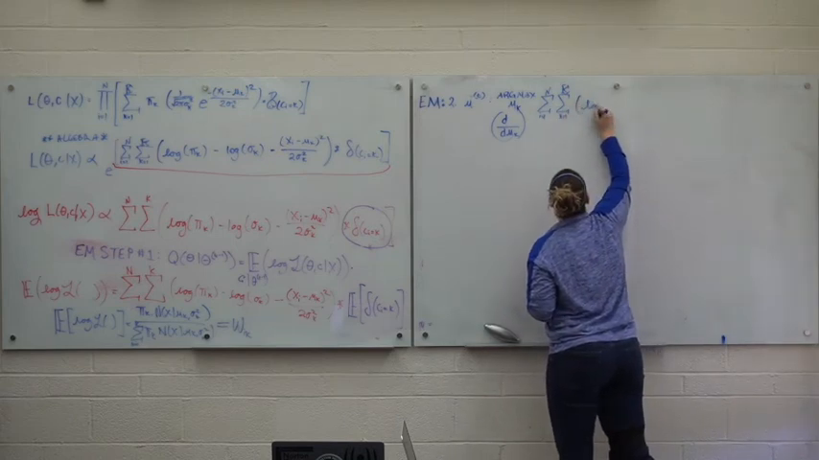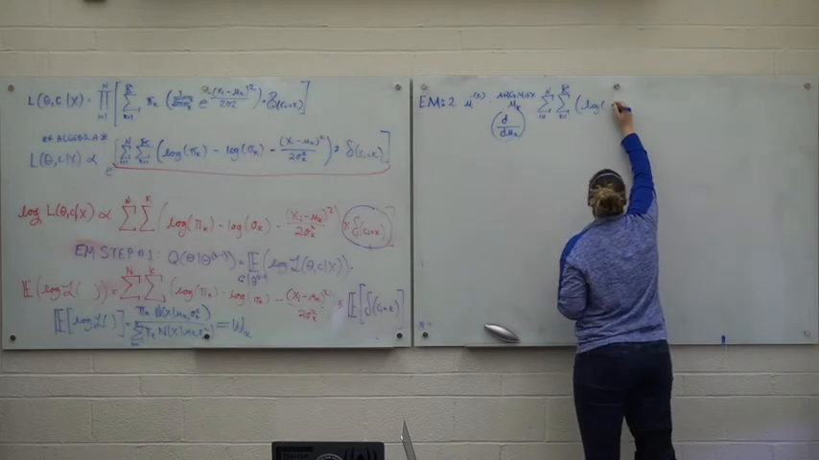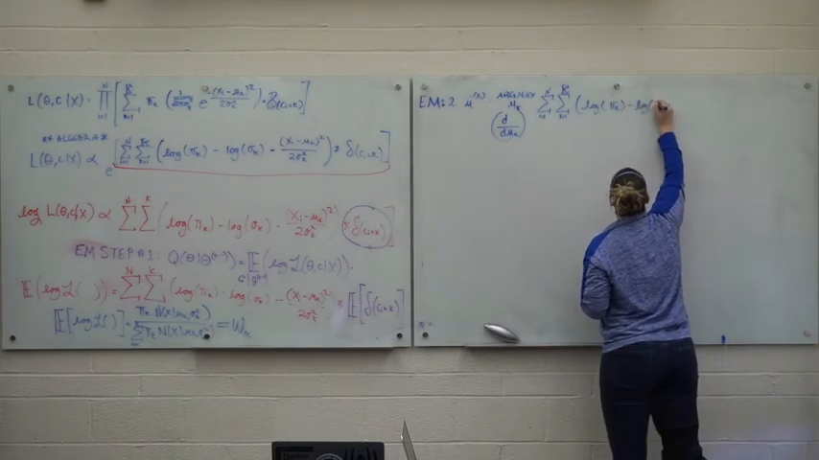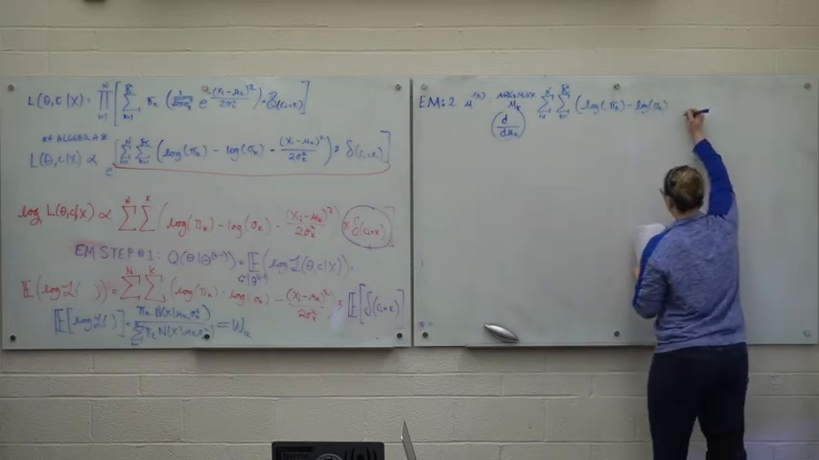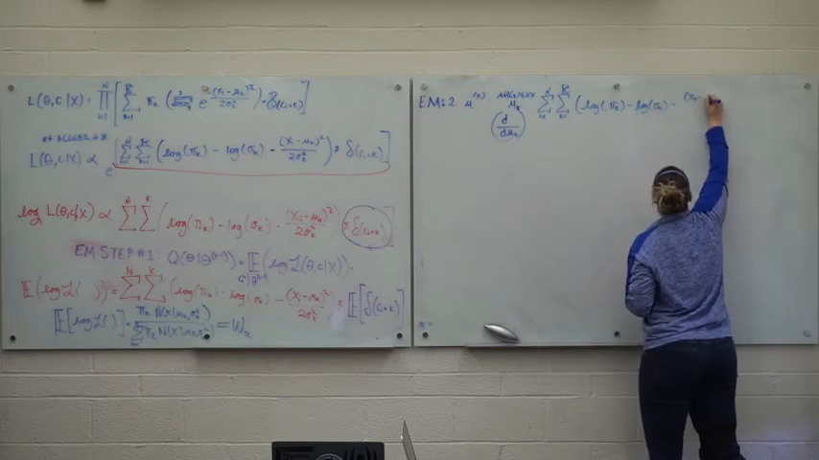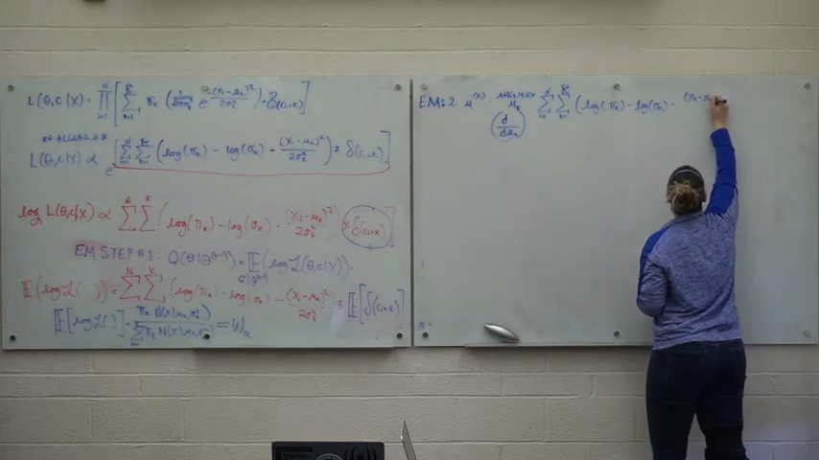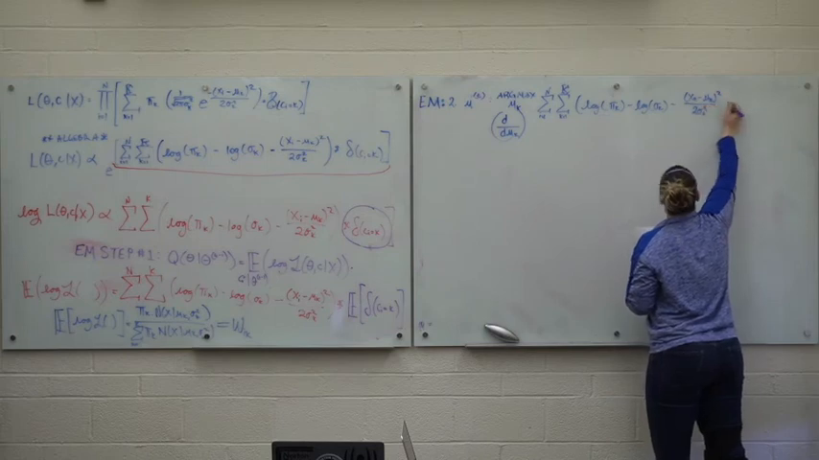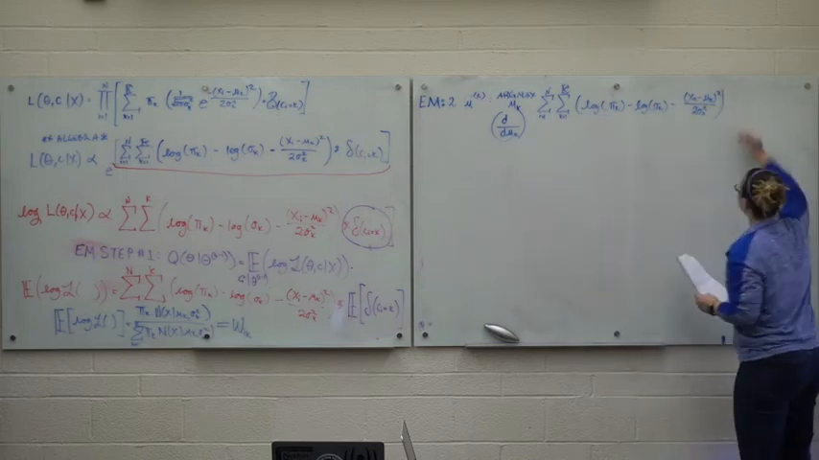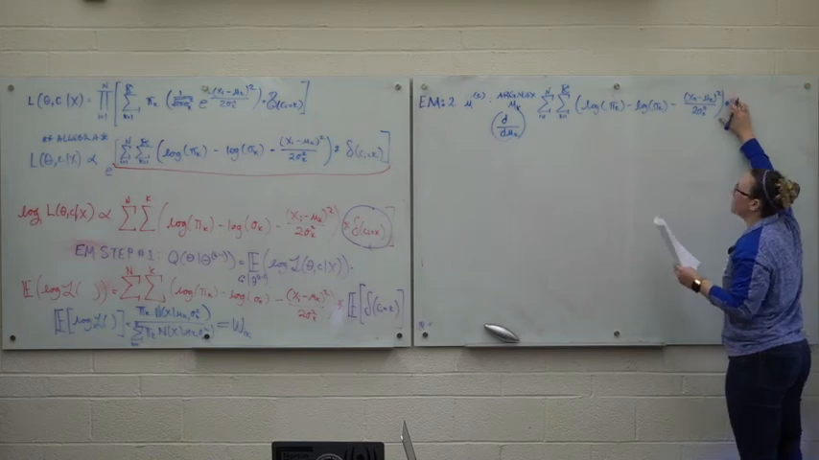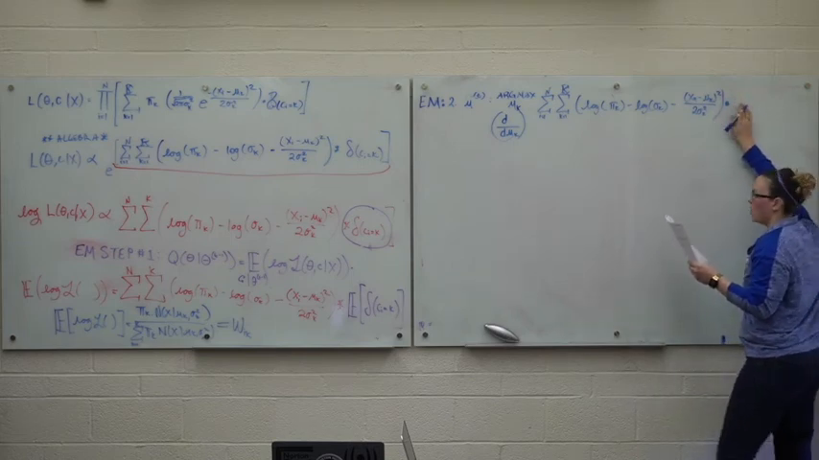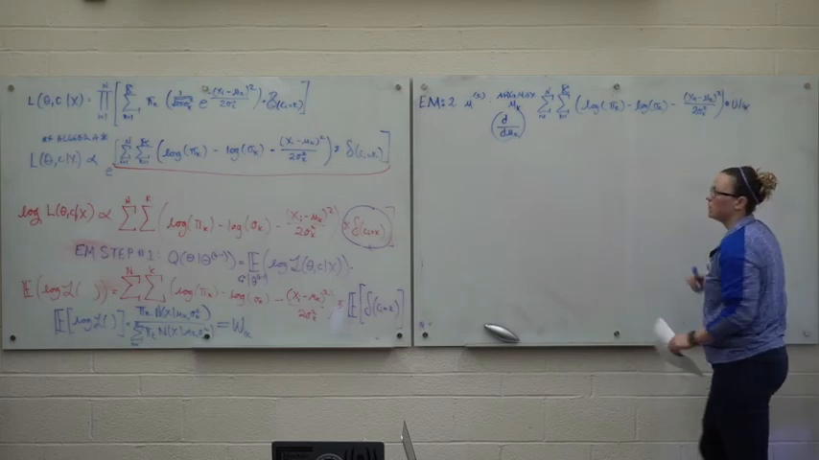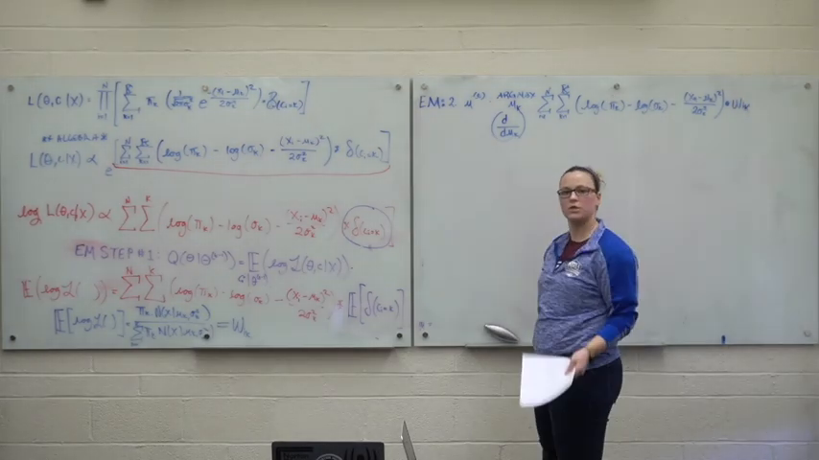Okay. Log of our pi k minus log of sigma k minus x minus mu squared. And originally, we had the indicator function here, but now we're going to replace that with the weights that we had. Our weights, because we just found them in this step, so let's use them.